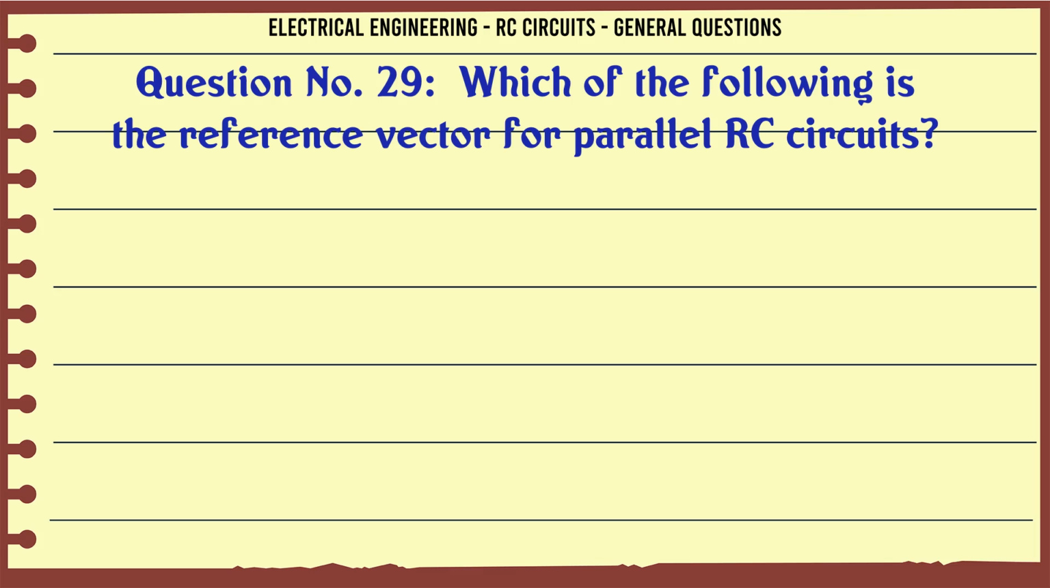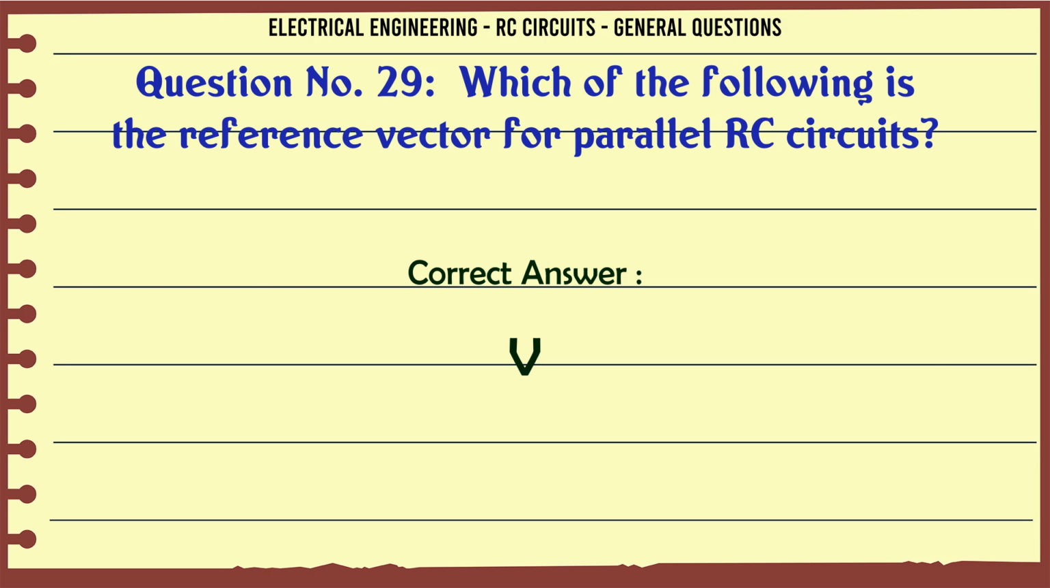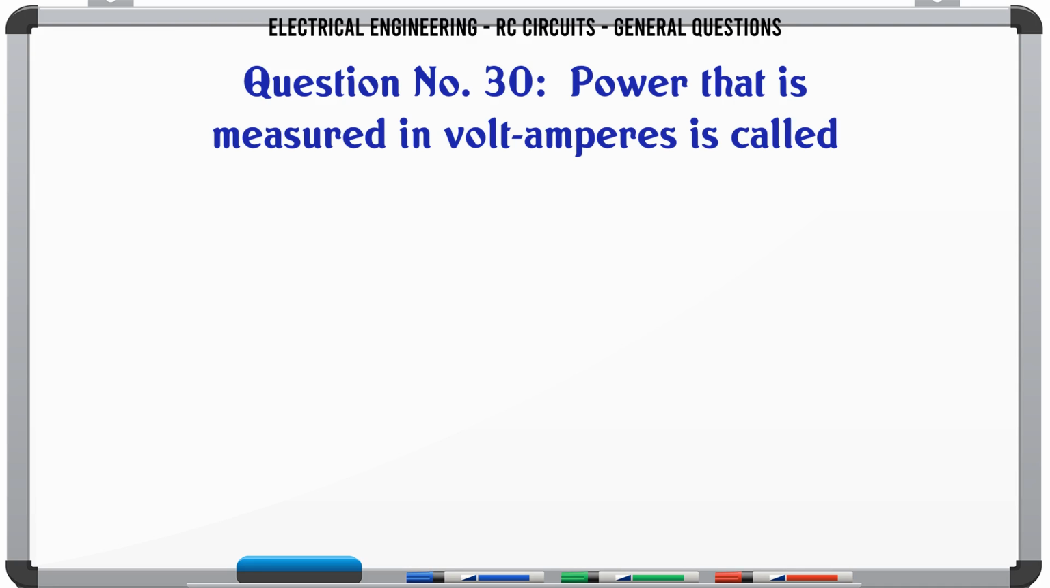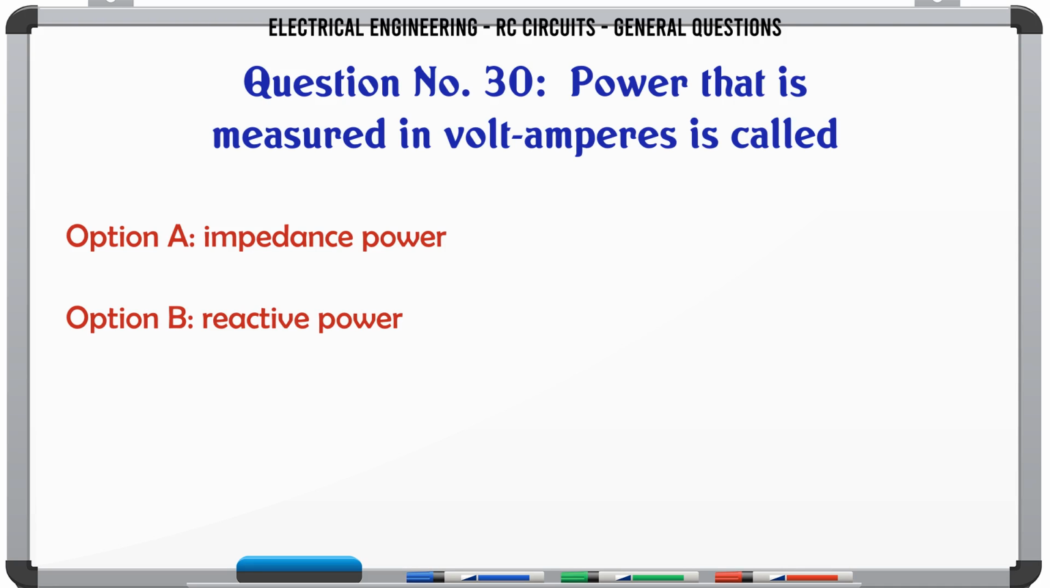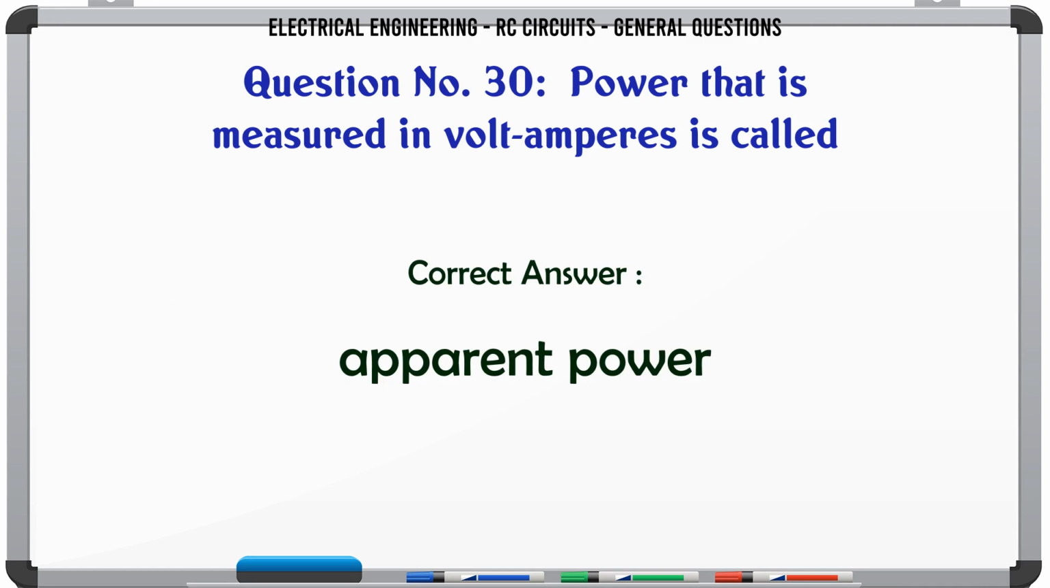Which of the following is the reference vector for parallel RC circuits? A, R. B, V. C, I. D, XC. The correct answer is V. Power that is measured in volt-amperes is called: A, impedance power. B, reactive power. C, true power. D, apparent power. The correct answer is apparent power.